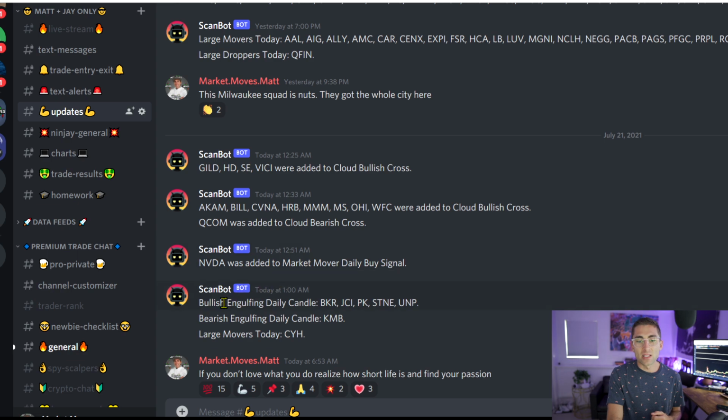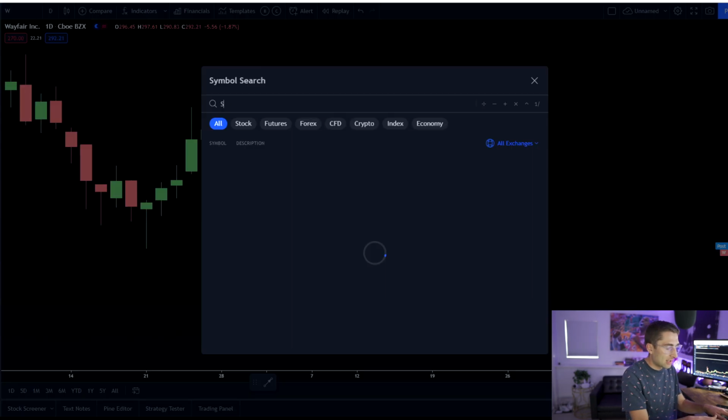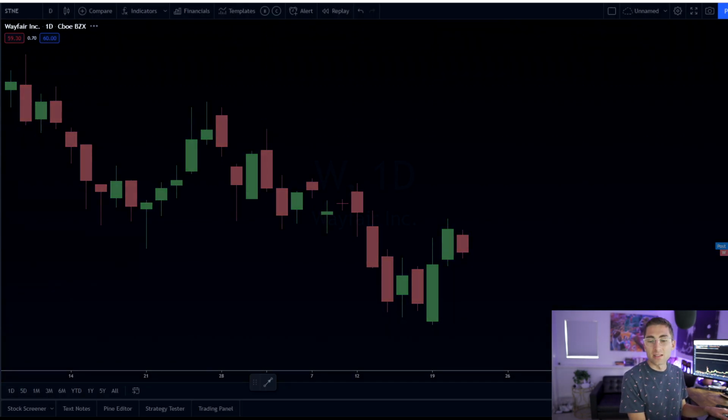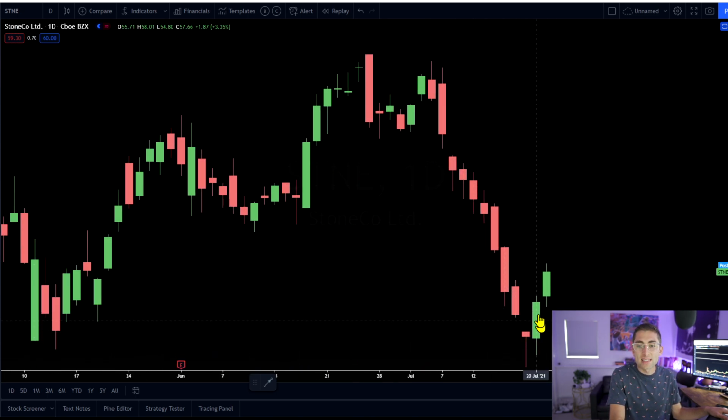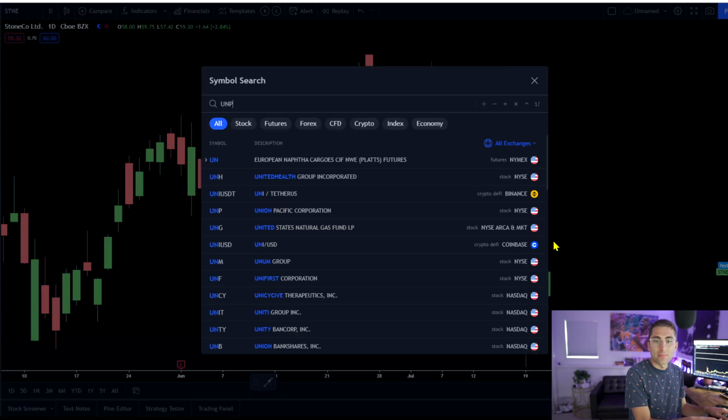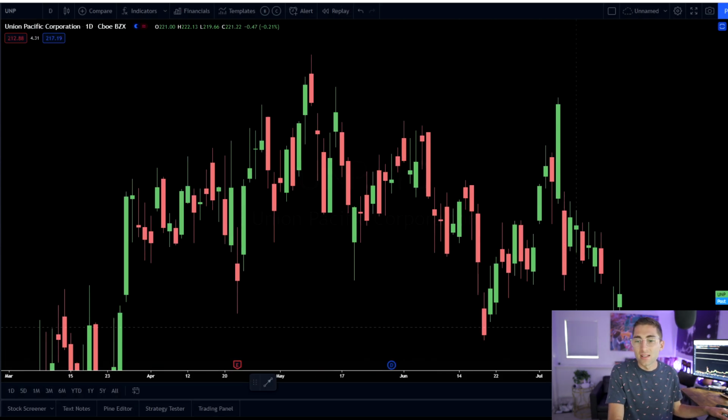Buy signal, here we go. Bullish engulfing candle. STNE and then UNP. So STNE engulfed the previous day and ran. So that one, I'm a day late to that. UNP, engulfed the previous day and ran.